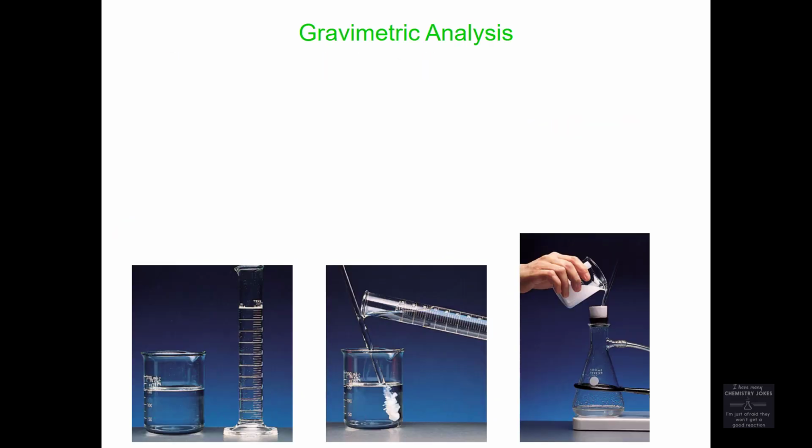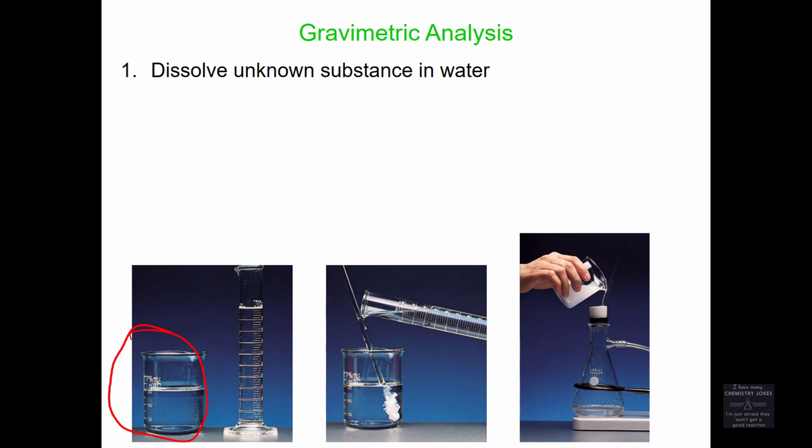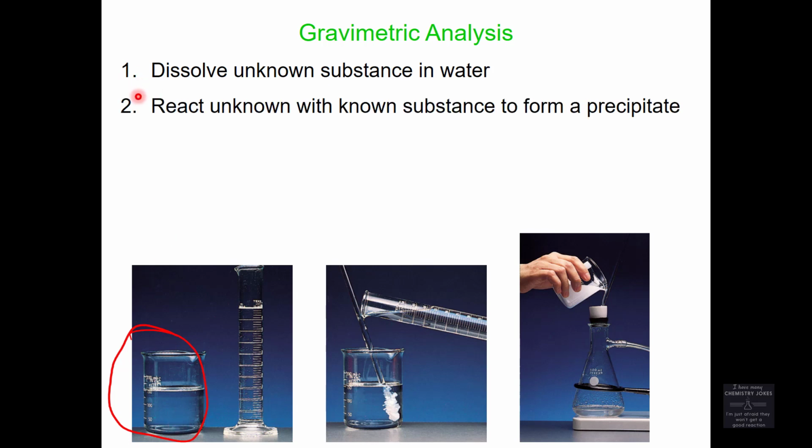So gravimetric analysis is this procedure described here. You have some sort of unknown substance, and you can dissolve that substance in water. You don't see any ions, you don't see any cloudiness in solution. Your ions are all completely dissolved in solution. Then you add some sort of substance to that to form a precipitate. You see how it gets cloudy around that stir rod. That's a precipitate starting to form in that solution.